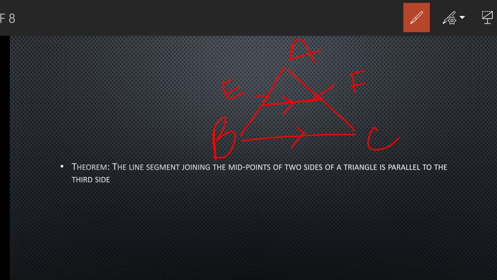So this is what the statement of the midpoint theorem, MPT, states: when a line is formed using the two midpoints of a triangle, that line is parallel to the third side.